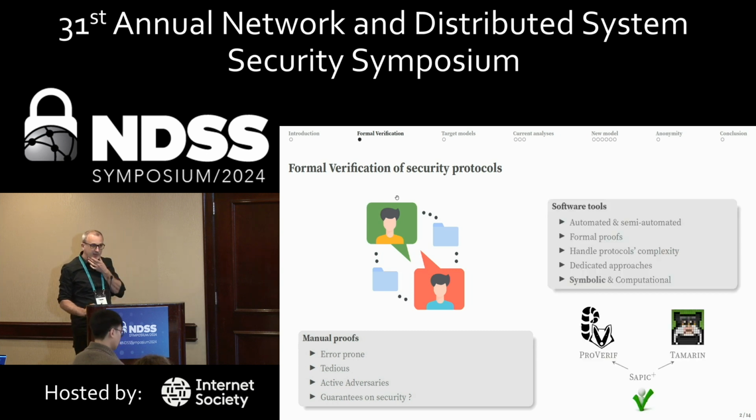On the other side, we can use software tools which are dedicated for this purpose. They are automated or semi-automated. And as these tools are dedicated to the analysis of security protocols, they can handle protocol complexity, and we obtain formal proofs for these protocols. There are two main families of tools, symbolic and computational. Here we focus on symbolic analysis.